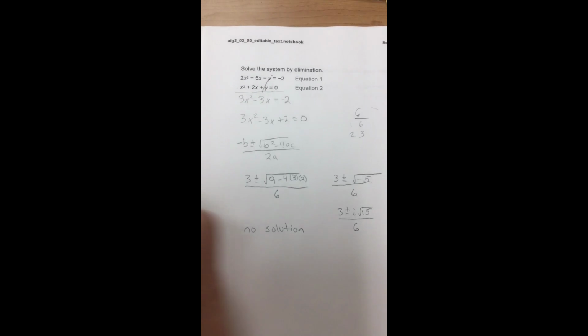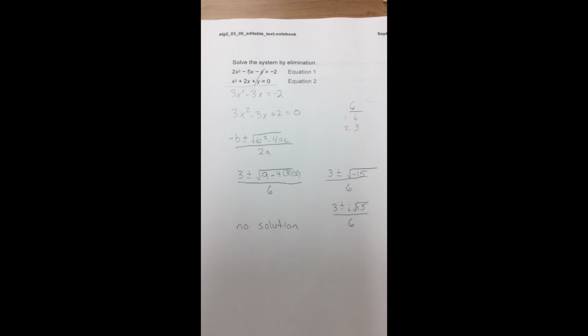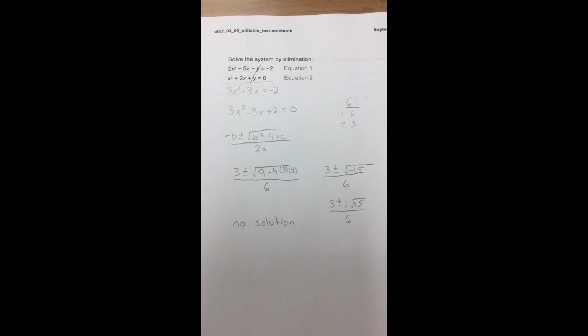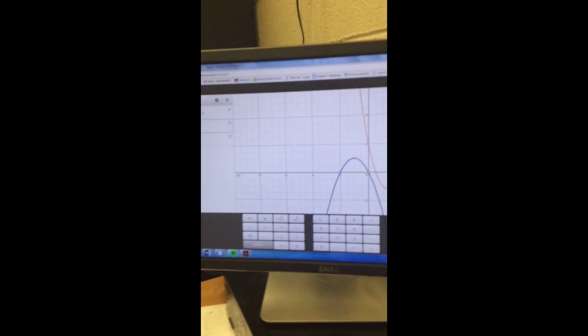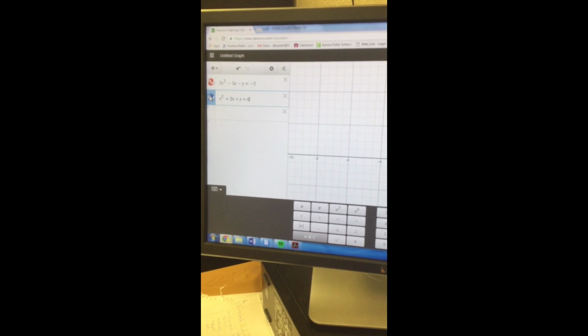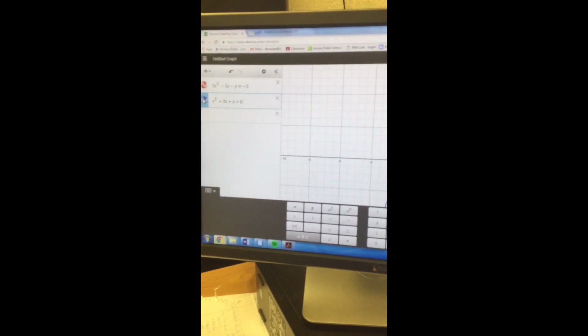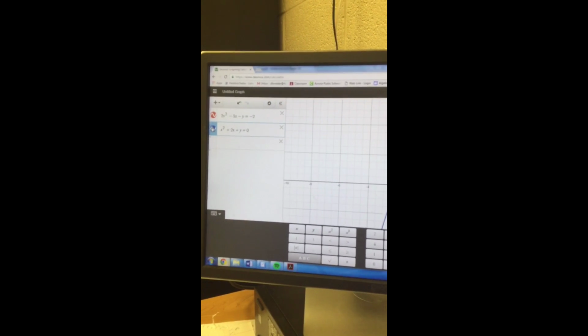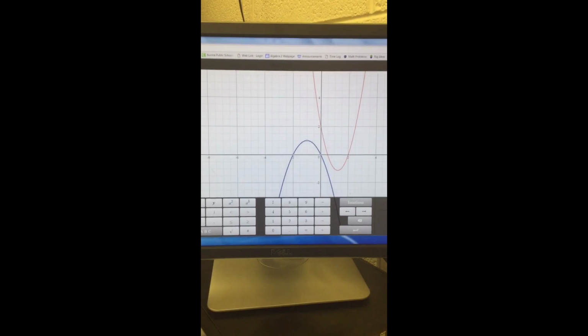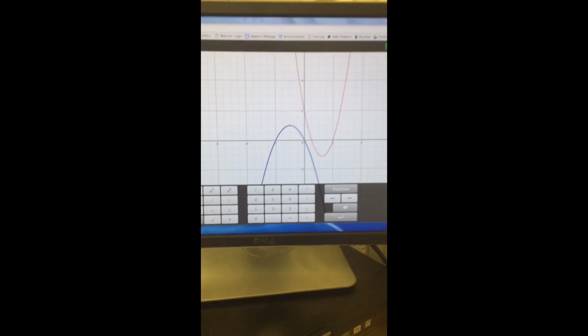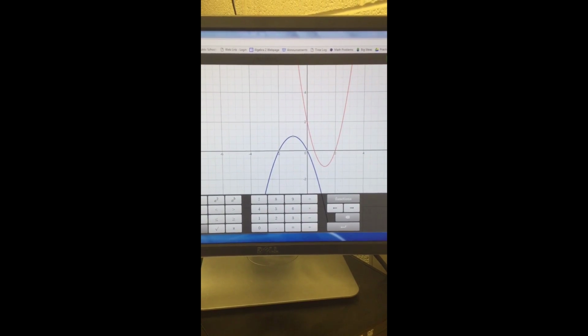So let's pause and look at what the graphs of those look like. All right, so we're back. I typed these two straight into Desmos, just like what you can do, and looked at the graph, and sure enough, there's nowhere that they intersect. So in this case, it would be okay to put no solution.